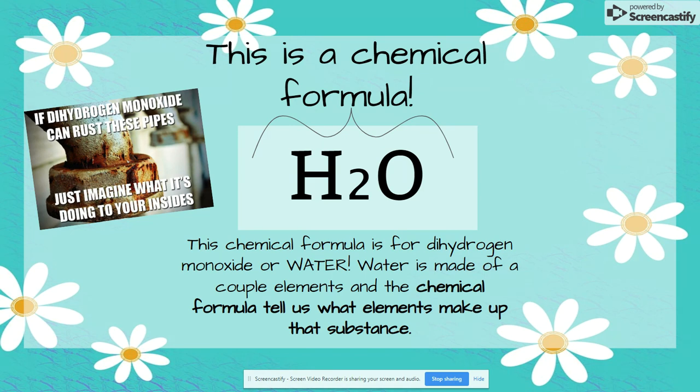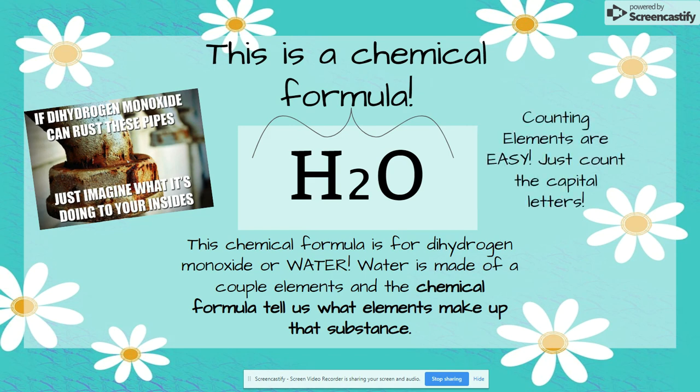In this particular chemical formula, we see a capital H and a capital O. That means we have hydrogen and oxygen that make up this substance. Now, when it comes to counting elements, this is very, very easy. All you have to do is simply count the capital letters. In this particular example, we have a capital H for hydrogen and a capital O for oxygen, which means we have two different elements in this chemical formula.